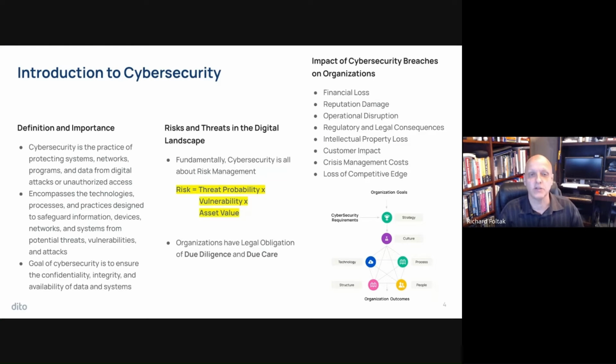Anyway, just want to kind of close there. Obviously, intellectual property loss, customer impact, crisis management costs, and then competitive edge, the loss of that. Just wanted to cover this right off the bat, so people could understand what is the role of cybersecurity. And it is all encompassing, and it is not just, did you choose the right technology? Any questions?